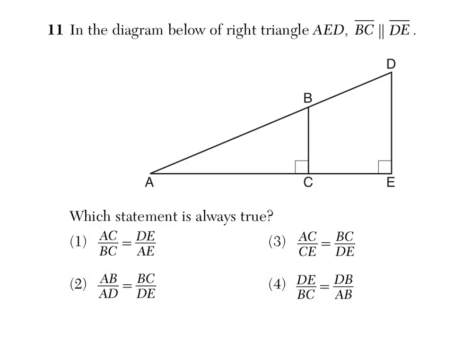The diagram below, right triangle AED, it says that BC is parallel to DE. Which statement is always true? And I see 4 sets of proportions. That means that we're going to have to set up and determine similarity between this small triangle and this big triangle. How are we going to go about doing that?